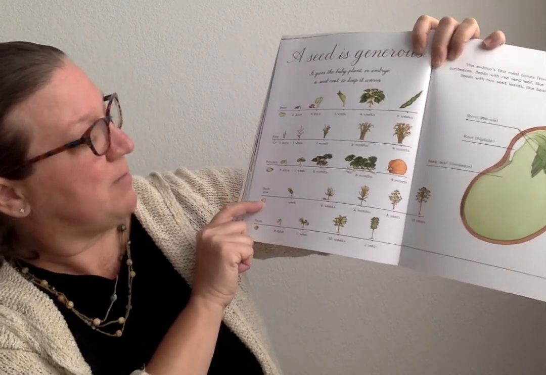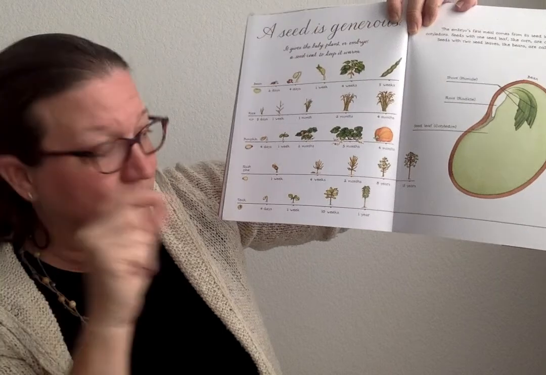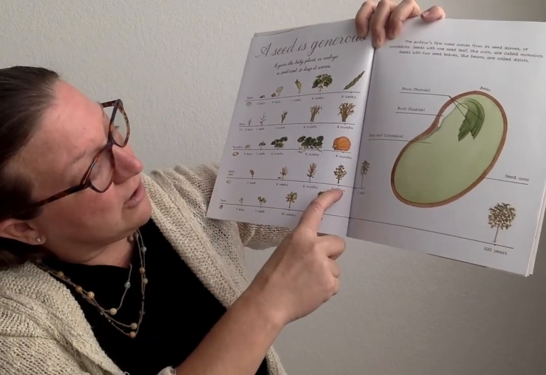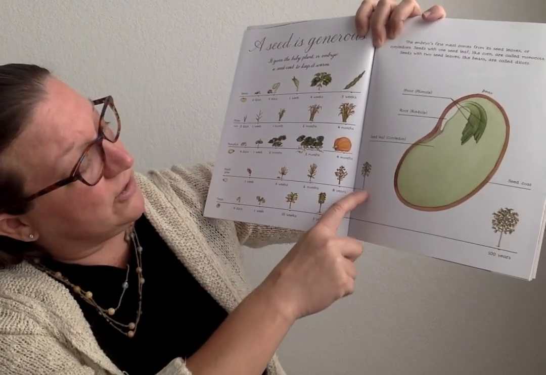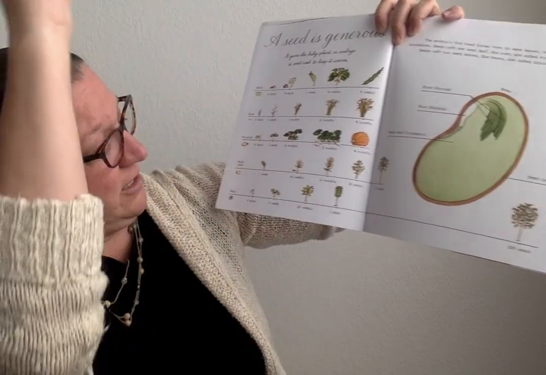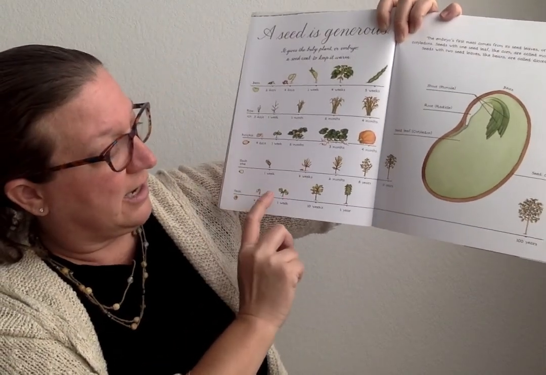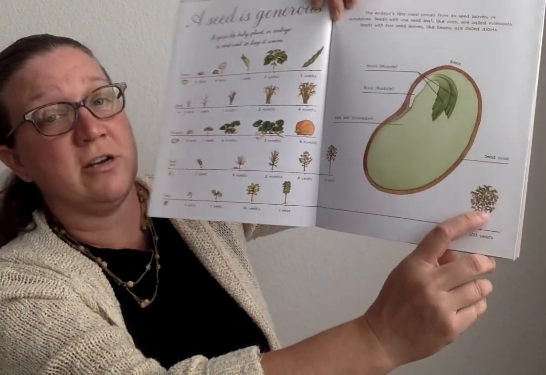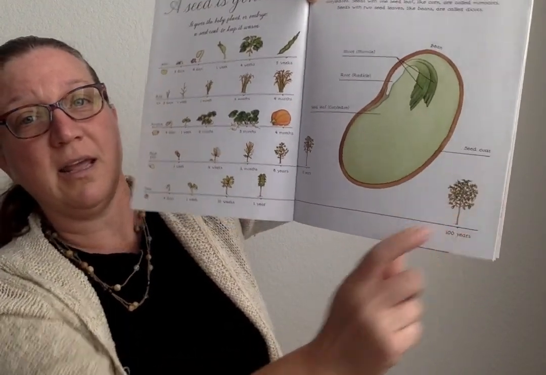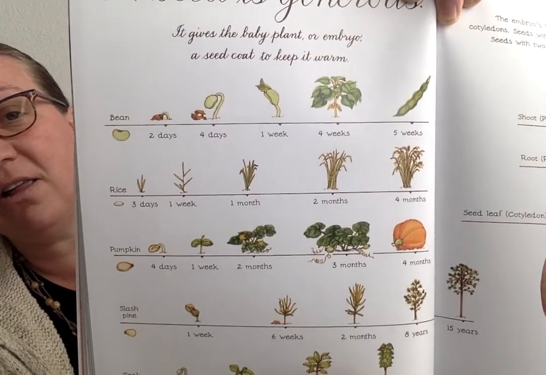This is a slash pine. Remember that little pine seed? And it grows and grows. This one's only 8 years old. This one's only 15 years old. We know it gets huge. And this is a teak tree seed. And it grows and grows. And that's 100 years from now. Isn't that amazing? Look at all those.